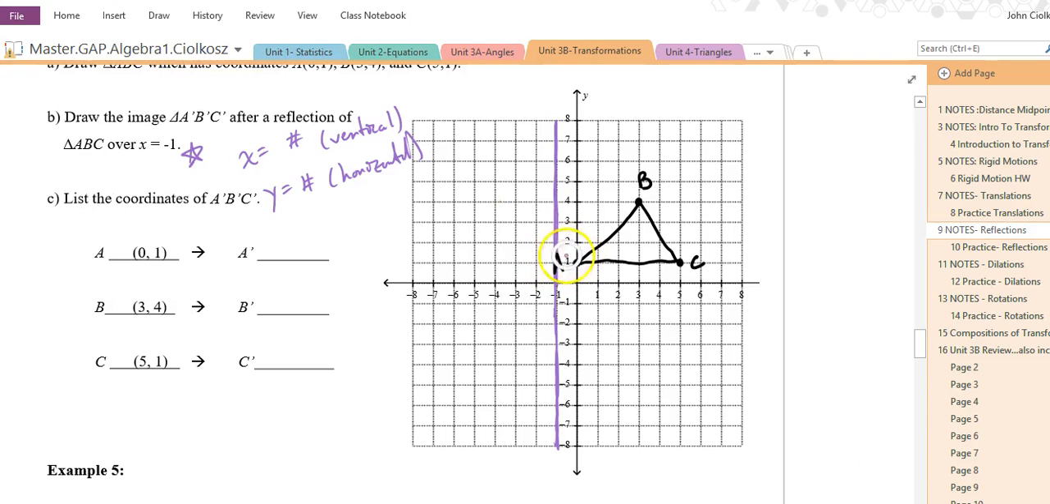So A looks like it's 1 from the line. So now I'm going to go the opposite way, 1 from the line. B is 1, 2, 3, 4 from the line in this direction. So I'm going to go 1, 2, 3, 4 this way. C is 1, 2, 3, 4, 5, 6. So let's go 1, 2, 3, 4, 5, 6 this way.